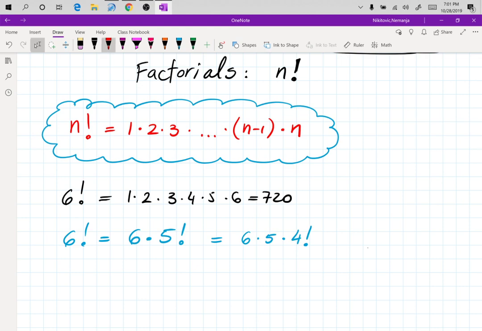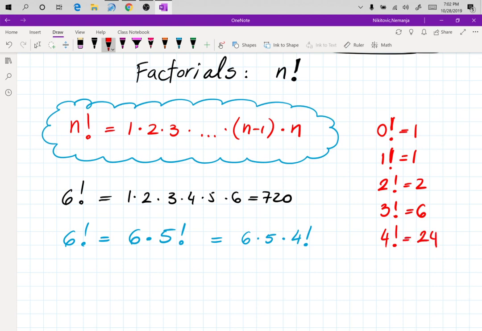Now, I will write here in red, 0 factorial is 1. 1 factorial is also 1. 2 factorial is 1 times 2, 2. 3 factorial is 6. 4 factorial is 24 because you multiply the last one with the 4. 5 factorial is 120. 6 factorial is 720. And I promise you that you will not be going past 6 factorial to do this.